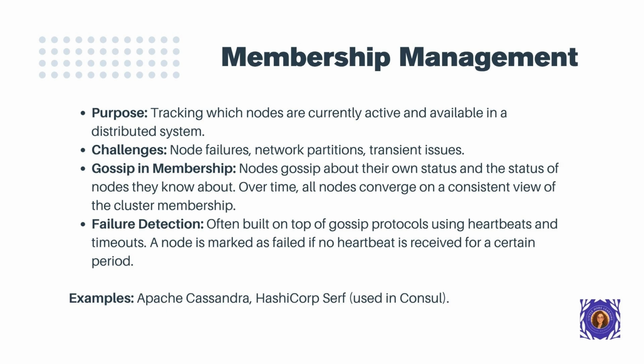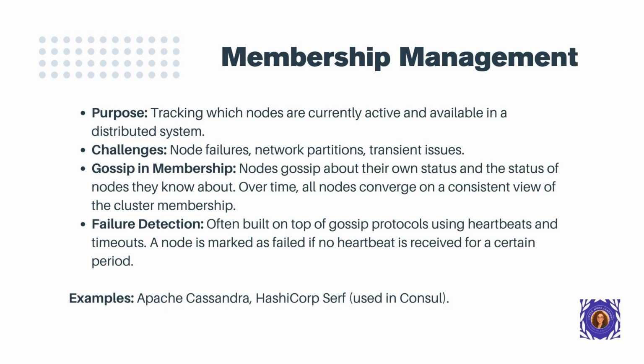This task is complicated by constant node failures, network partitions where parts of the network become isolated, and transient network glitches. Gossip protocols are ideally suited for this. Nodes periodically gossip about their own status and share information about the status of other nodes they know about.